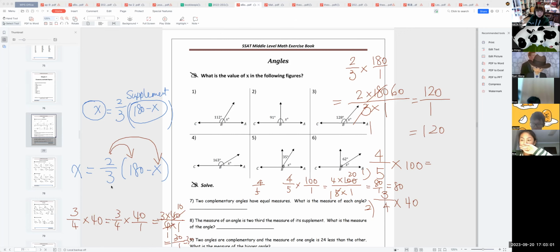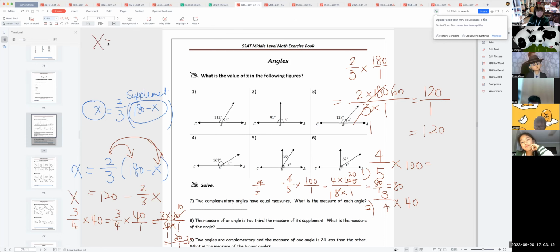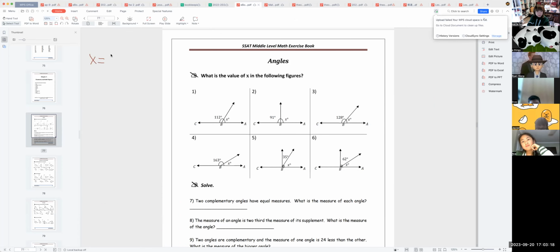Okay, so now let's go back to this one. We have calculated out equals 120. So 2 over 3 times x equals 2 over 3x, right? So x equals 120 minus 2 over 3x, correct? Okay, so everybody, this is negative 2 over 3x. I move it over here.